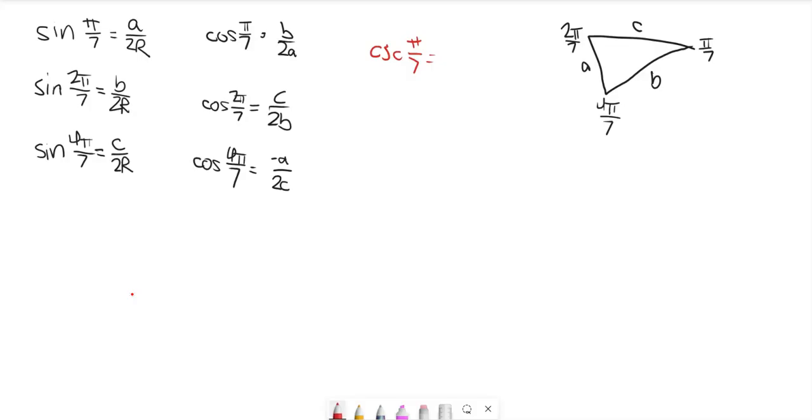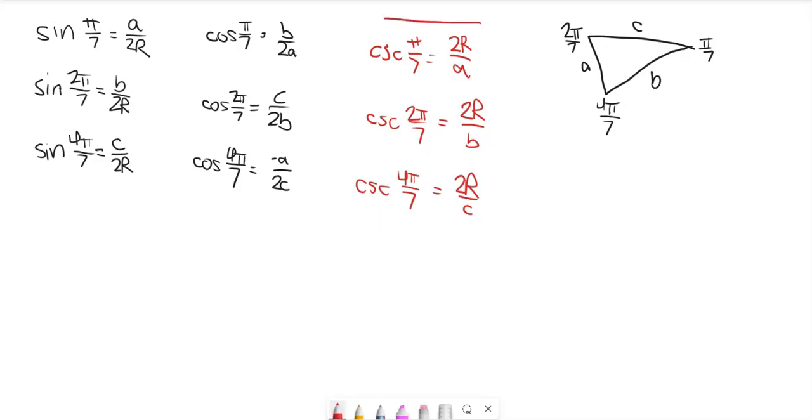So I'm going to take a over 2r and put it as 2r over a. That is the cosecant of pi over 7. The cosecant of 2 pi over 7 is going to be 2r over b, and the cosecant of 4 pi over 7 will equal 2r over c. So those are the three cosecant ratios related to the heptagonal triangle.